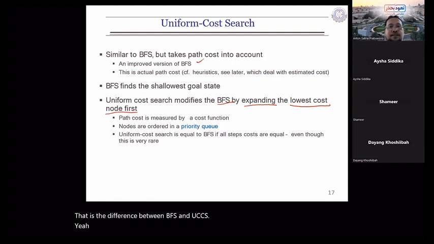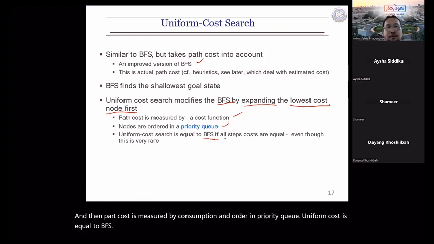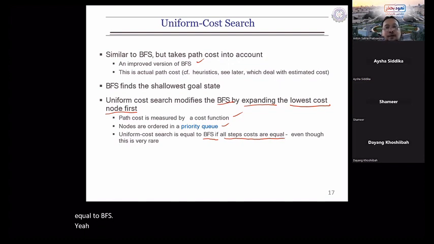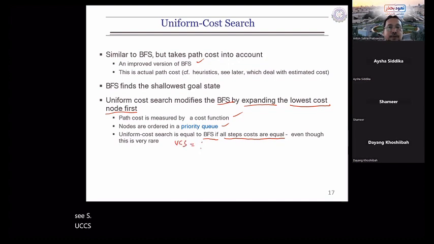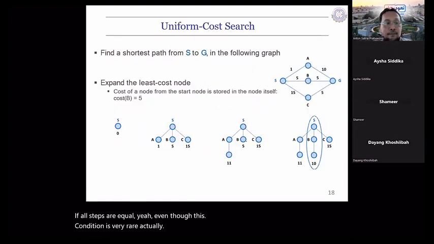Path cost is measured by a cost function and used for ordering the priority queue. Uniform cost is equal to BFS if all step costs are equal. So if all step costs are equal, then UCS equals BFS, even though this condition is very rare actually.